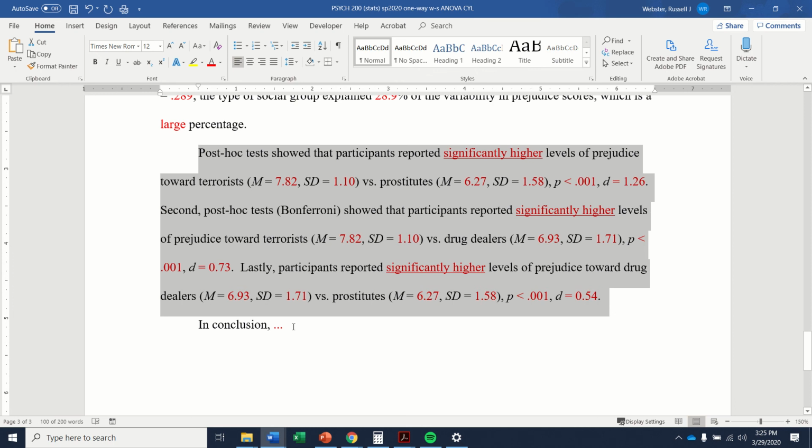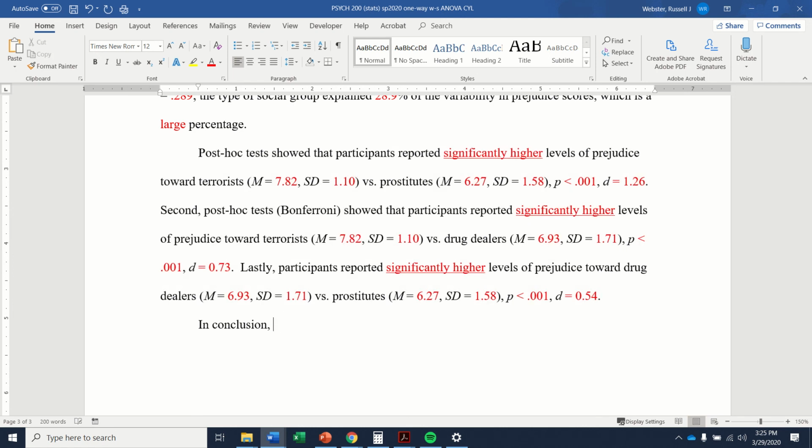So all we're left with is the conclusion. All right, so writing this conclusion, we have a d value here that is smallish, barely medium. We have one d value that is mediumish, almost large. And then we have a pretty huge difference here.